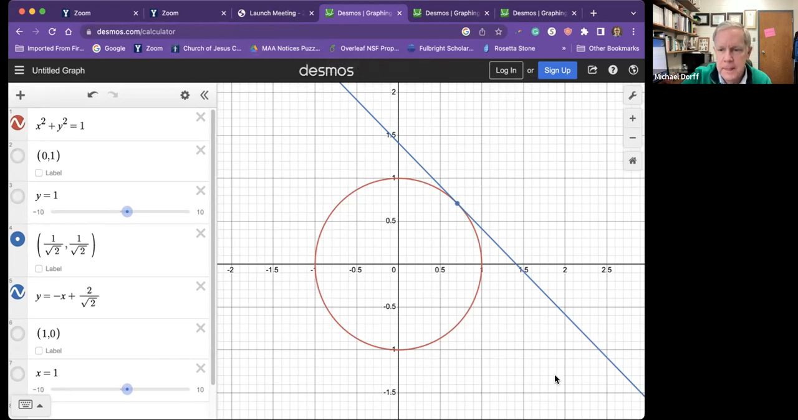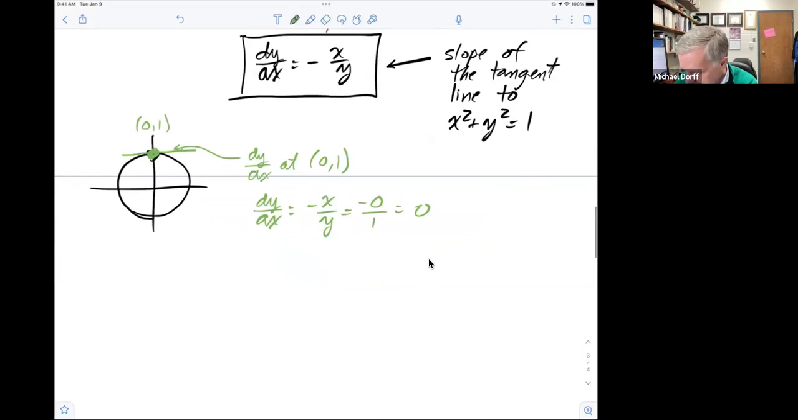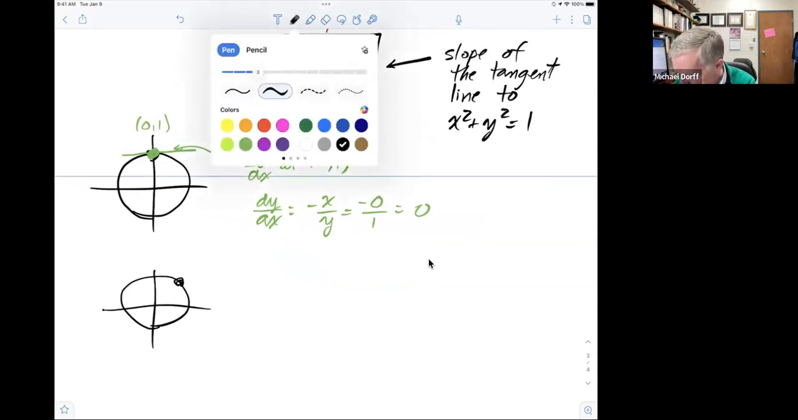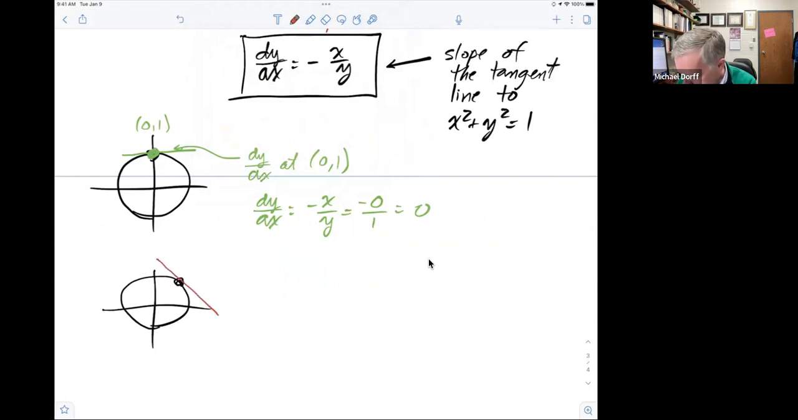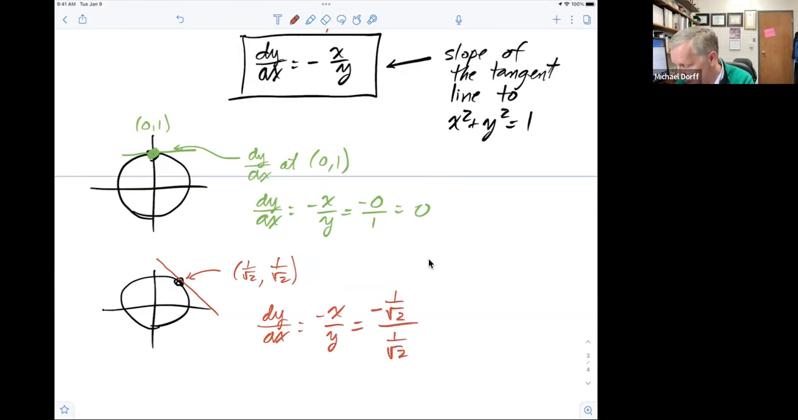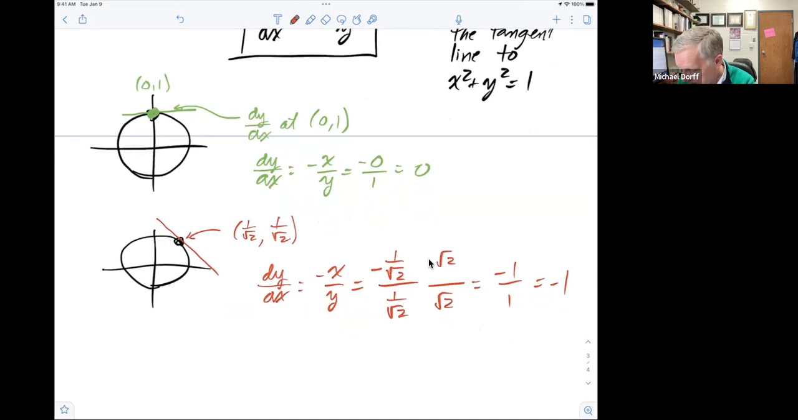And if we go back to my iPad here, we'll see at the point here, so we're looking at this line here, that point there is 1 over square root of 2, 1 over square root of 2. What is dy dx? Well, again, we figured out that that was negative x over y. So when I put in those points, I get negative 1 over square root of 2 over 1 over square root of 2. And if I multiply top and bottom by square root of 2 over square root of 2, then I get negative 1 over 1, which is negative 1. And that's the slope. So the slope of that red line at 1 over square root of 2, comma 1 over square root of 2 is negative 1.